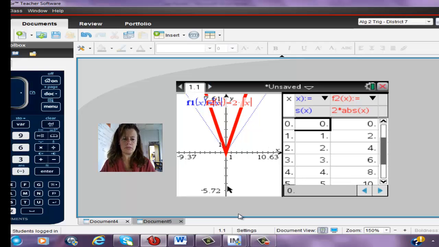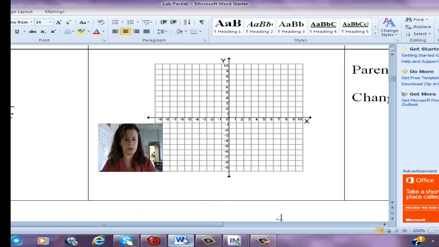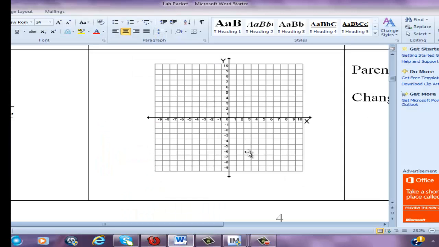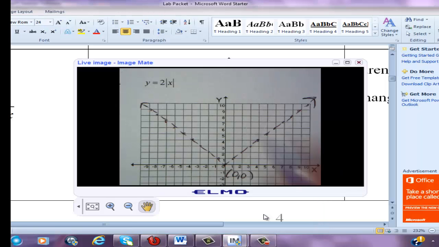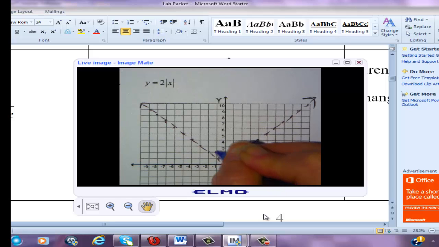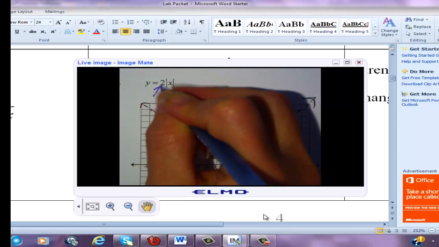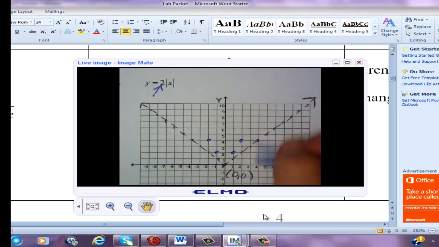So I'm going to go to my paper, wrong paper, sorry, and I'm going to graph those. So my anchor point stays the same. 1, 1 becomes 1, 2 in both directions. 2, 2 becomes 2, 4. I'm multiplying those distances from x by that dilation factor of 2. 3, 3 becomes 3, 6.